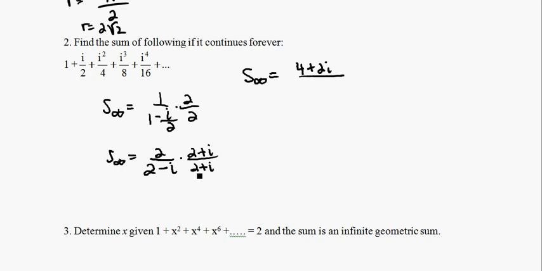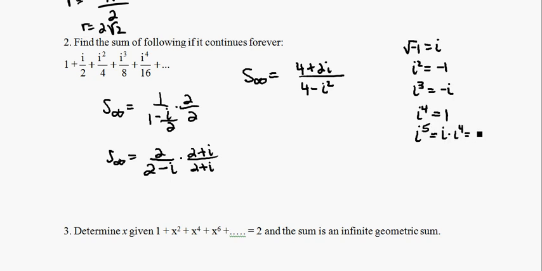Nice thing about multiplying by the conjugate is you don't have a middle term, so this is just 4 minus i squared. And if you remember, the square root of negative 1 is equal to i. i squared, if you square this, you get negative 1. i cubed, if you multiply both sides of this by i, you get negative i. And i to the fourth, if you square both sides, you get 1. And then i to the fifth is the same as i times i to the fourth. So that's just equal to i, which is back to the beginning.